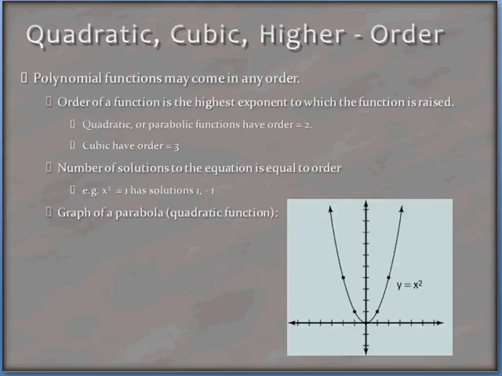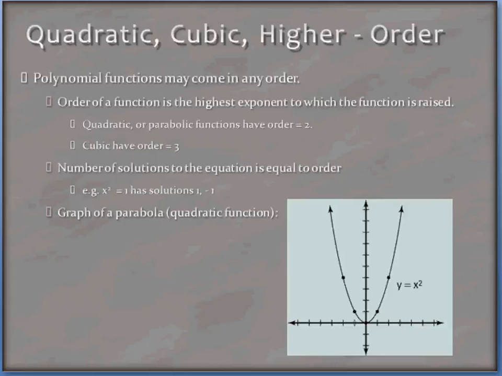Let's first take a look at higher order functions. Polynomial functions may come in any order, from 0 to infinity. The order of a function is the highest exponent to which the function is raised. A quadratic or parabolic function has an order of 2. A cubic function has an order of 3. The number of solutions to an equation is equal to the order.